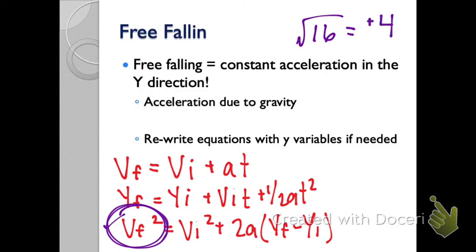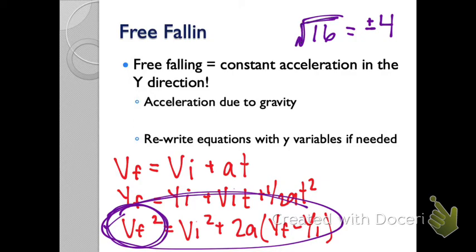Okay, it's plus or minus 4, right? Because either of those gives me a positive 16 to take the square root of. So when I use this equation right here, if I'm solving for VF and I take the square root of that, I have to think about, should my velocity be positive or negative? And I might have to add that negative there.